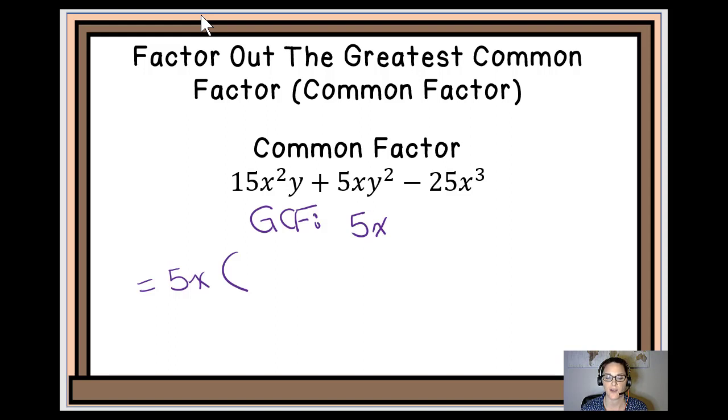Well, first 15 divided by 5 is 3. And then x squared divided by x is x. y divided by 1 is just y. Plus 5 divided by 5 is 1, so I don't need to write the 1. You can if you want. x divided by x is 1. Again, we don't need to write the 1. So then we're just left with y squared. Subtract 25 divided by 5 is 5. Then x cubed divided by x is x squared. And that's it. Okay, let's look at another example.